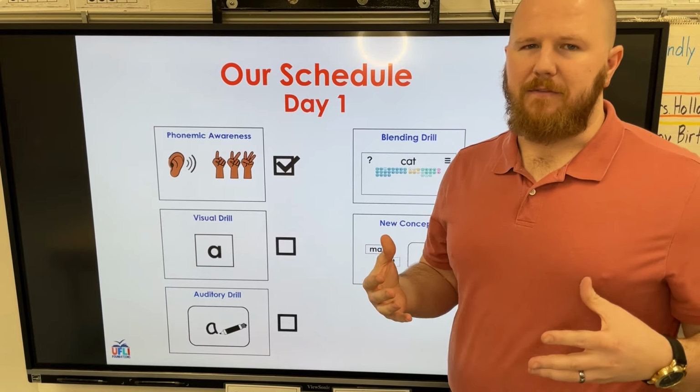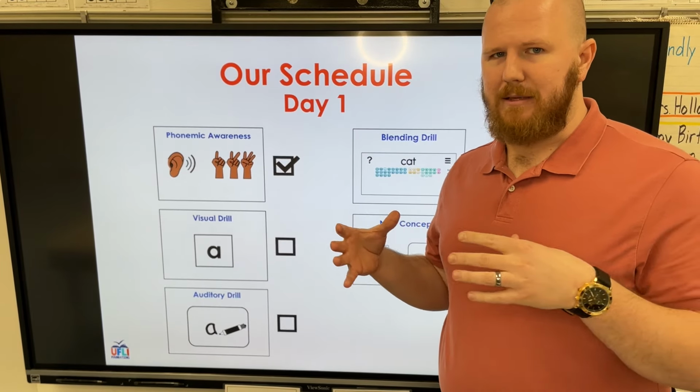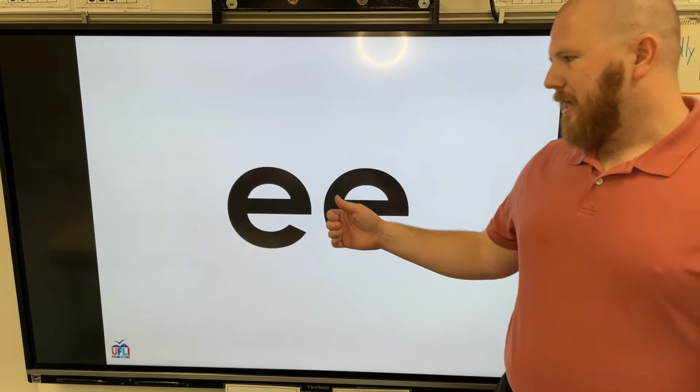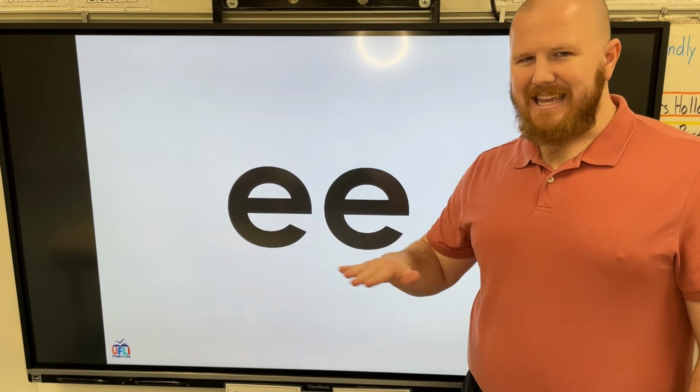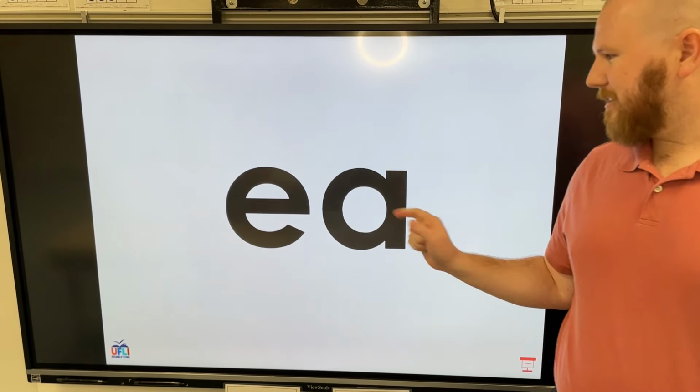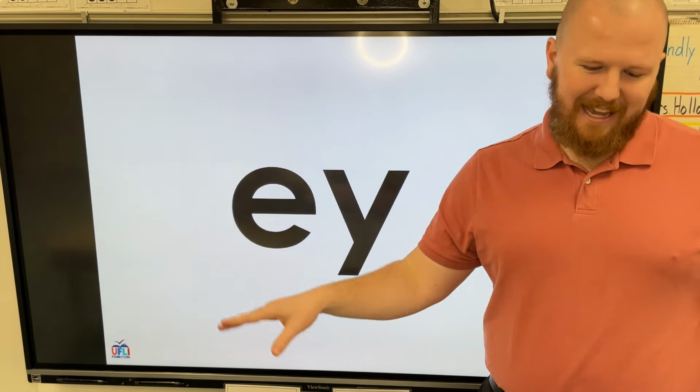grapheme. I like saying grapheme because it helps us to realize that this is the picture of the letter. So we're going to take a look at the picture of the letter. Like this says E. Good. What about this one? E. Also good. E. Very good.